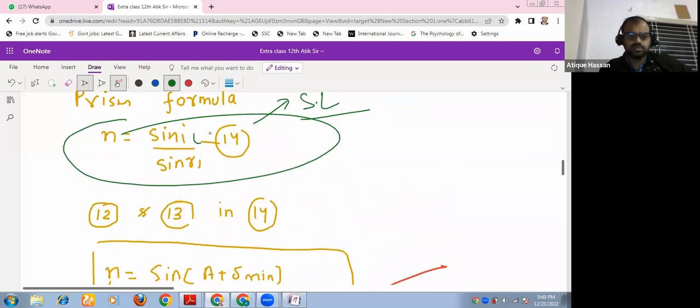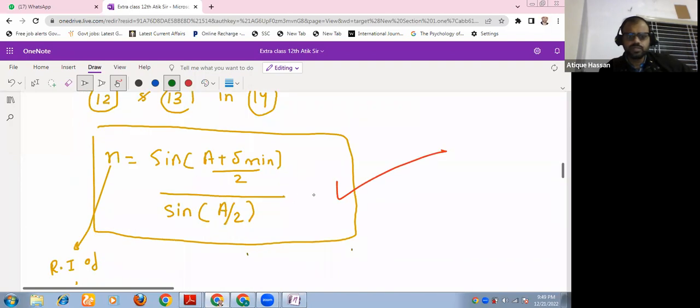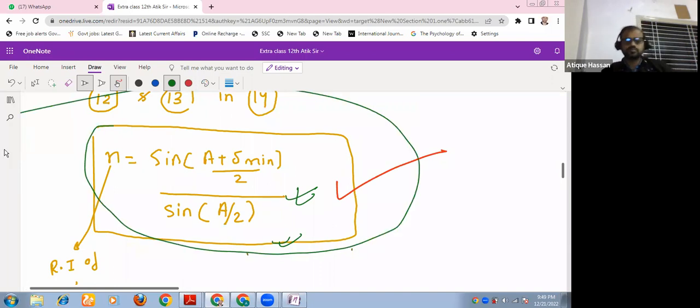You get I is equal to A plus delta minimum by 2, and R1 equal to A by 2. So if you put those values, you will get mu, the refractive index of the prism, equal to sine of A plus delta minimum by 2, by sine A by 2. So all of you understood this one, how we got the formula? Anyone having any doubt, please ask.